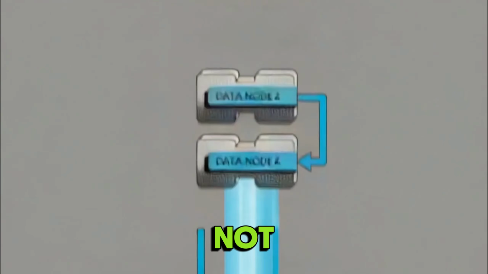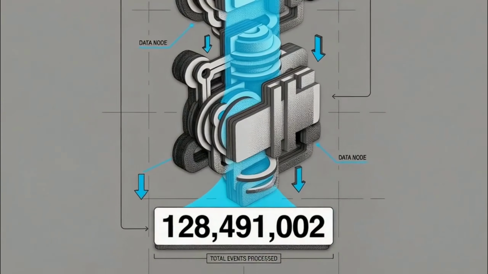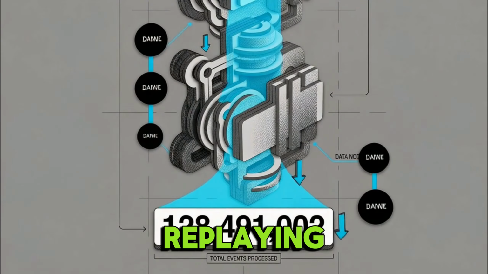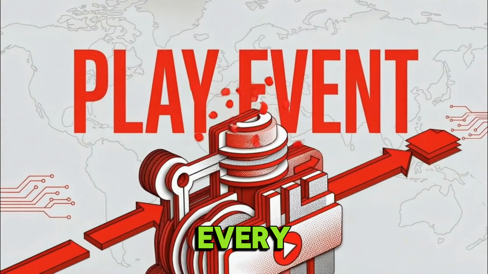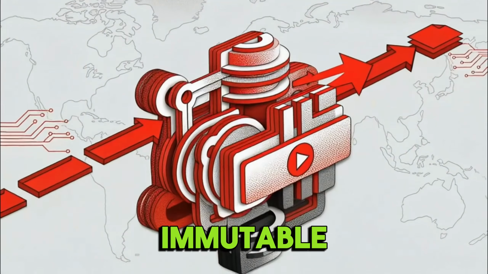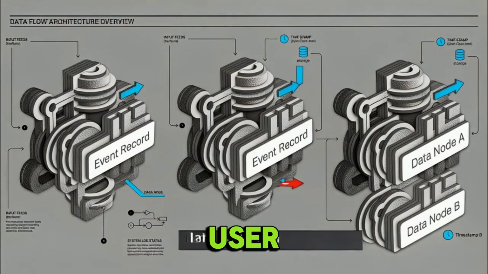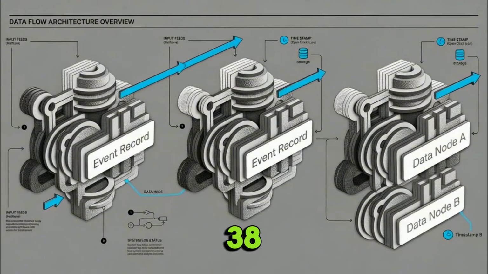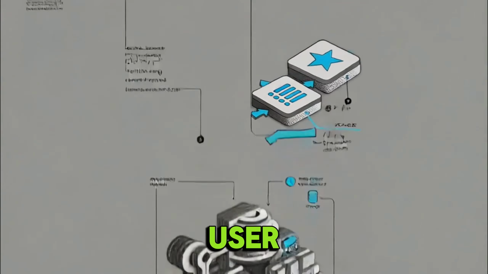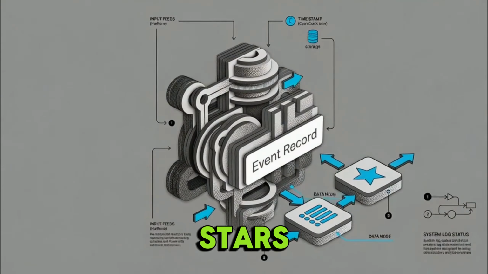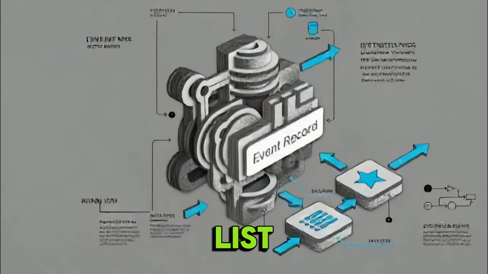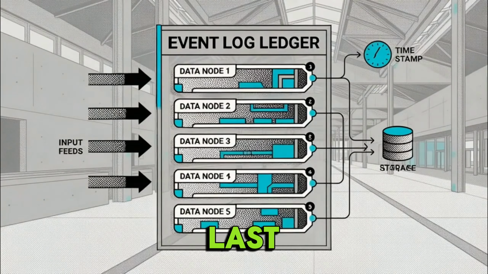Your balance is not stored directly. It is computed by replaying all the events in sequence. For Netflix, this means every user action is stored as an immutable event record. User started video at timestamp T, user paused at position 38 minutes and 22 seconds, user rated title 4 stars, user added title to their list. User resumed from last position.